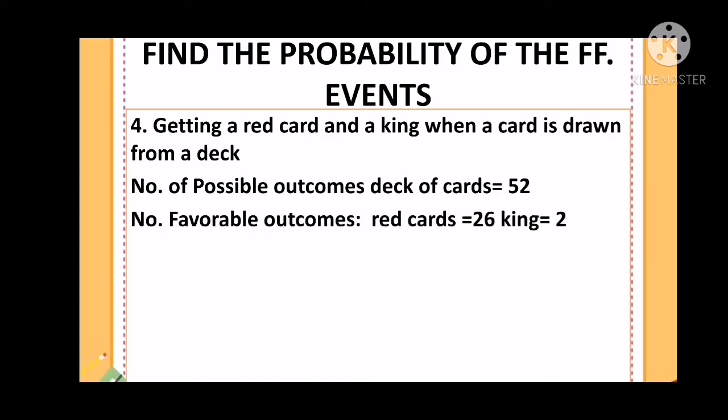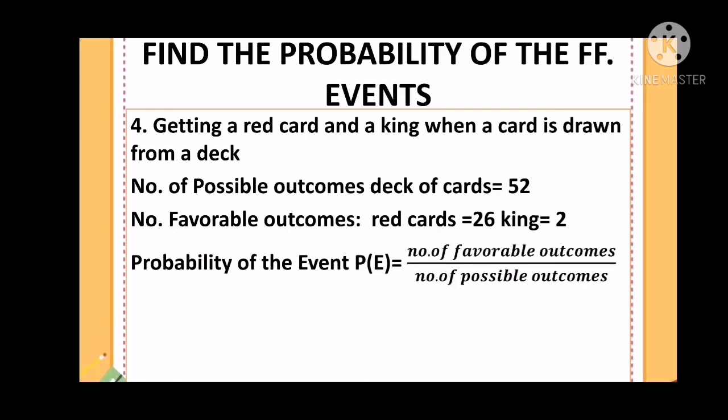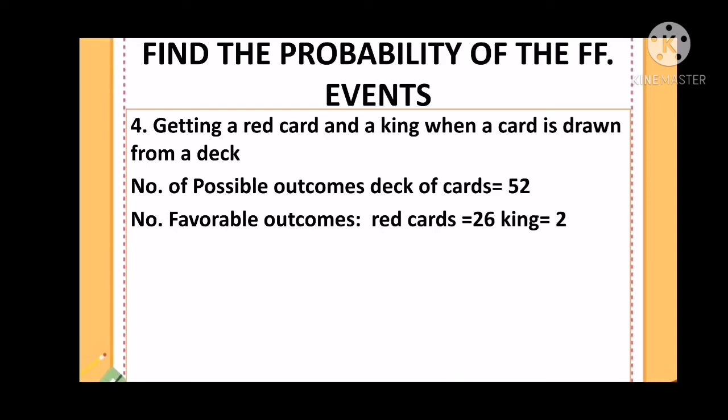Number of favorable outcomes. Total ng mga red cards, 26. King, bakit dalawa na lang ang nakalagay? Diba dapat 4? Kasi, dito sa red card, meron nang dalawang red king. Okay, kaya binawas na natin siya. Kaya dito sa king ay dalawa na lang.